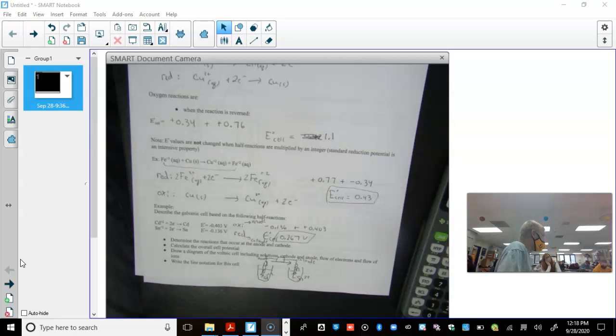And then there's write the line notation of the cell. But it would be coating tin with tin, so you wouldn't really notice a whole lot. It would just be getting a little bit bigger.